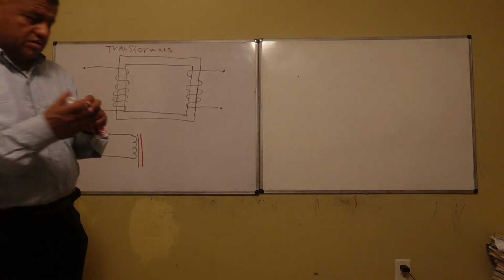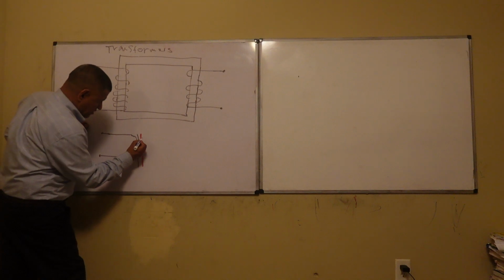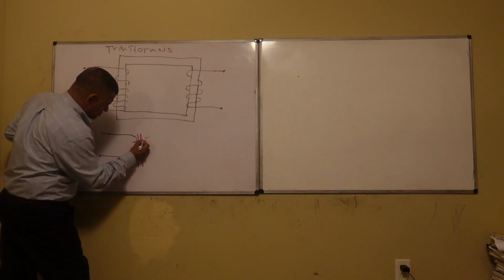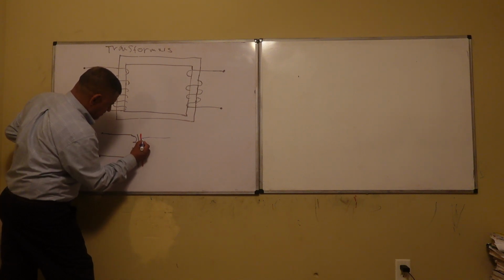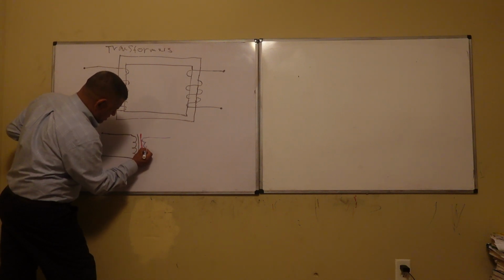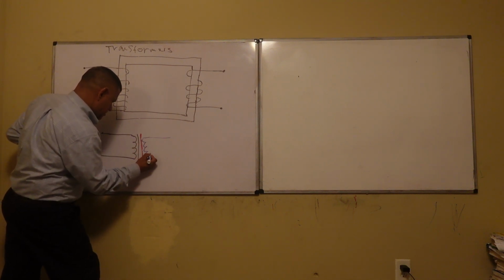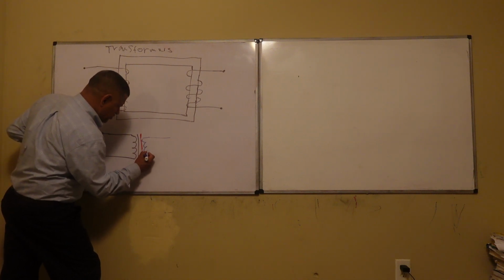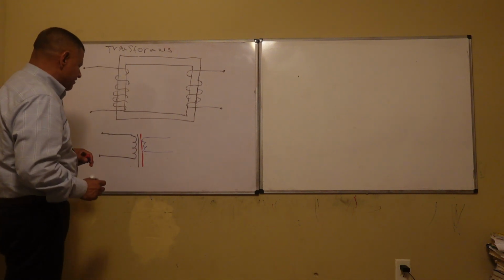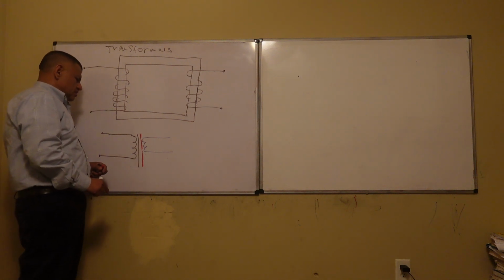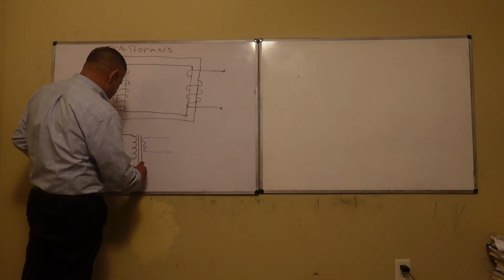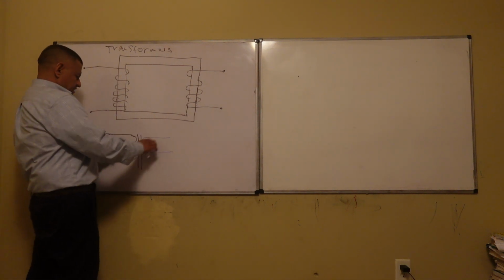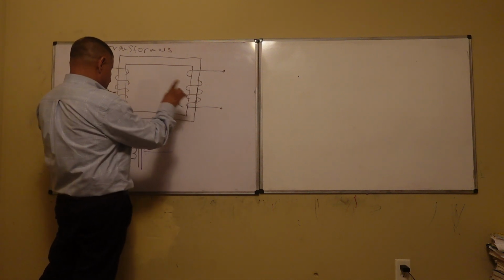Alright, so we're just doing a demonstration right here. So that's how a transformer looks like. When you see a line like this, it's a symbol for the transformer, right? So this is the iron core. This right here is representing this, right?